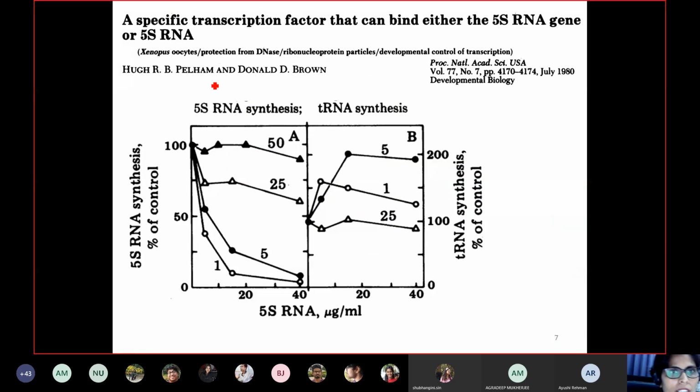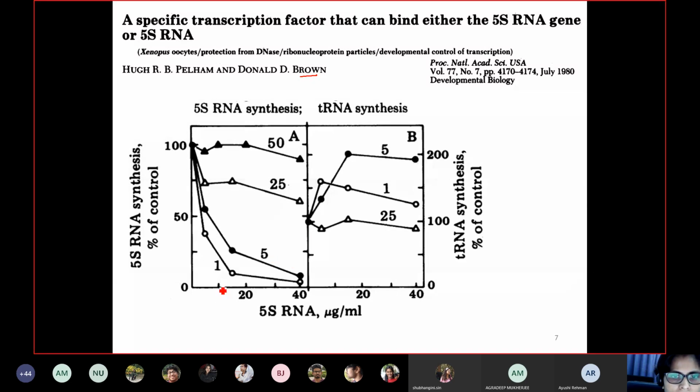Now, in 1980, Pelham and Donald Brown, these two scientists, showed that 5S RNA can inhibit its own synthesis. Moreover, they were able to show that 5S RNA inhibits its own synthesis through competition with 5S DNA. For example, with this kind of graph, you can see the different effects of the concentration of 5S DNA, which inhibits 5S RNA synthesis.